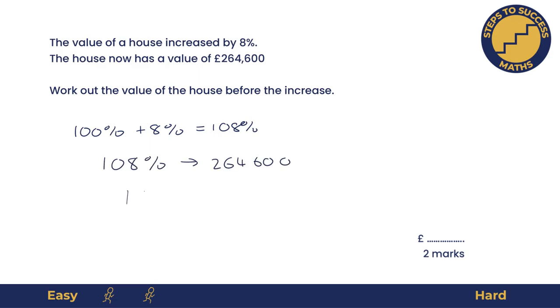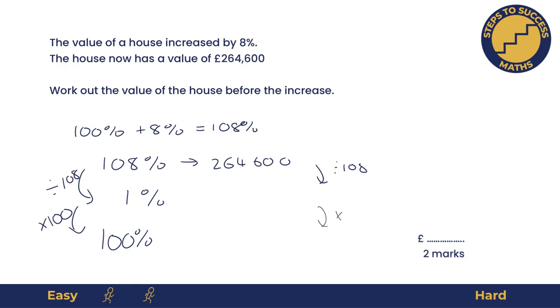You want 100%. So work back, find 1%. So we'll need to divide it by 108. And then we'll need to multiply it back to make 100%. So you can use a calculator to do it. You can do it in one step, or you can write it down as you go. So 264,600 divided by 108 is 2,450. And multiply by 100, we've got £245,000.